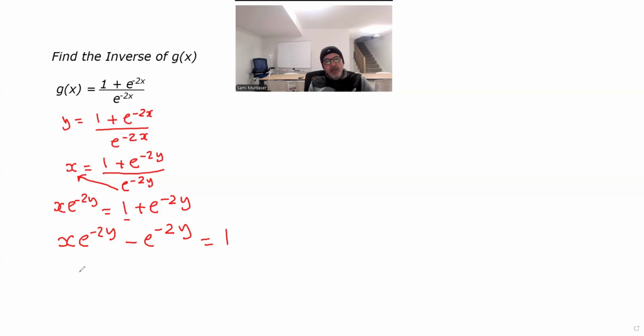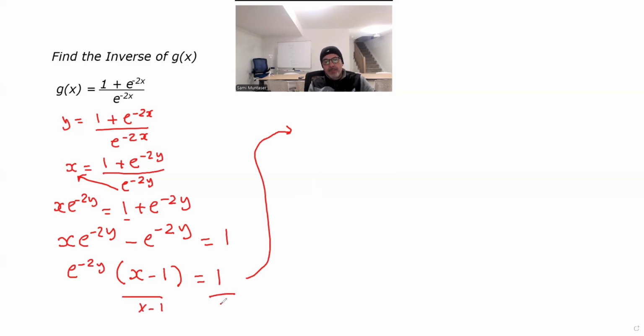Now the smart thing to do is take out e to the negative 2y as the greatest common factor, and then end up with x minus 1 in the brackets equals 1. Now we're just going to divide both sides by x minus 1, and we're going to end up with e to the negative 2y equals 1 over x minus 1.